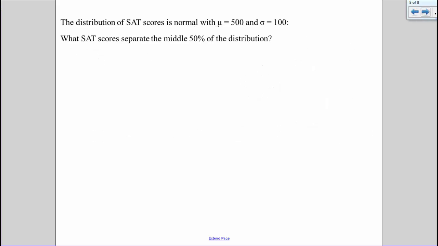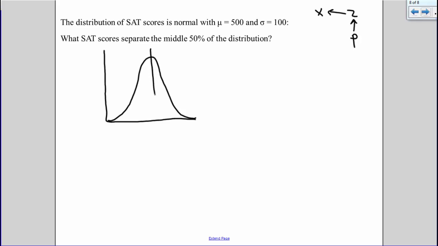Now let's do one that's a little trickier. Now we're looking for the middle 50% of the distribution. We're not looking at a percentile anymore, so you really have to think this through and visualize what this would look like on your graph. We're starting with P, we're finding Z in the table, and then we're calculating X. But we need to know where to start with our p-value.